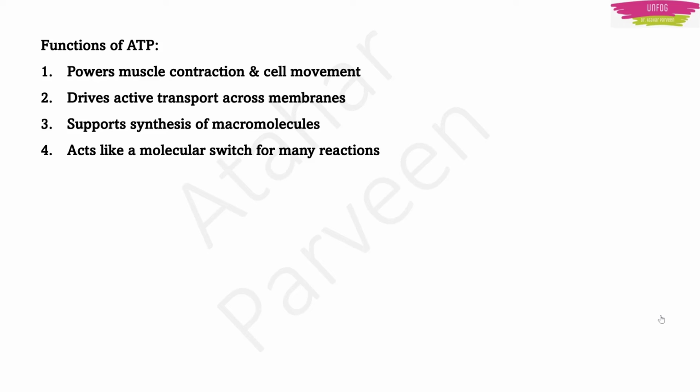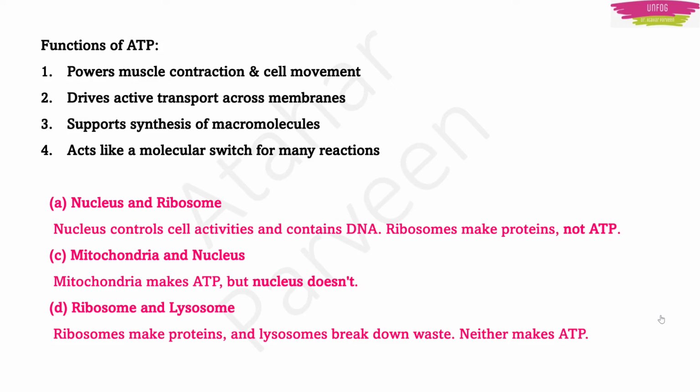Okay, you can also go for more details related to ATP. Because of lack of time, I'm not going into details here. I'm just giving you an idea about how to prepare. Okay. Then go for other options. What are other options in the question? Nucleus and ribosome are there. Mitochondria and nucleus are there. Ribosome and lysosome are there.